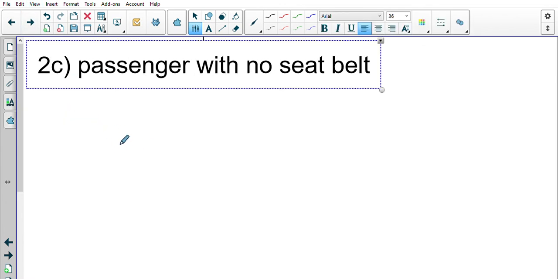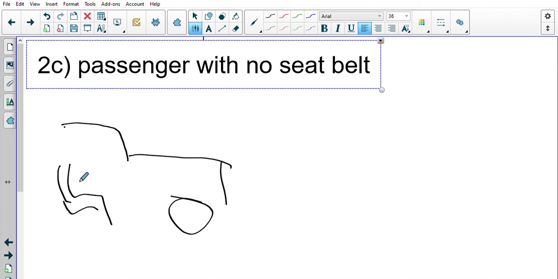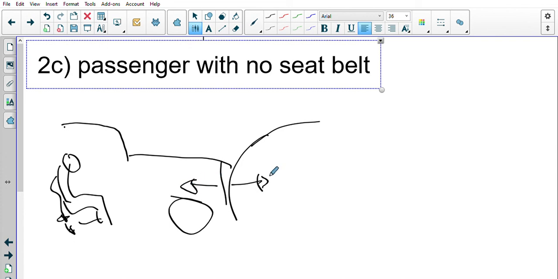We have a passenger, similar situation. So now we've got a car, and we've got our passenger, and they're not wearing their seat belt. Well, the car suddenly comes to a stop. It hits an immovable snowdrift. So the car is applying a force on the snowdrift. The snowdrift is applying a force on the car.